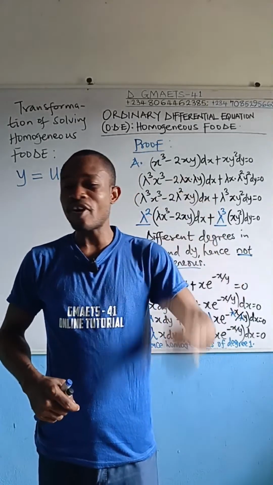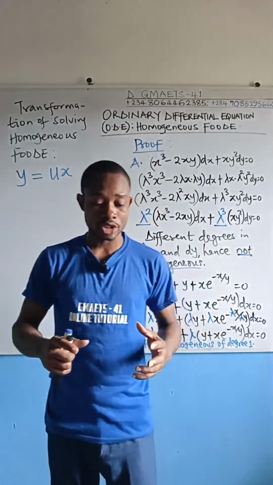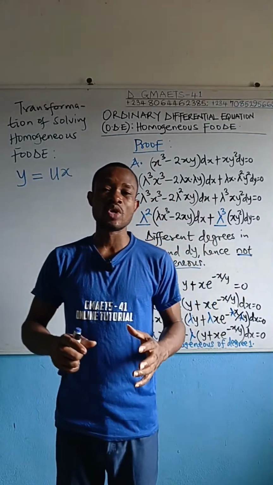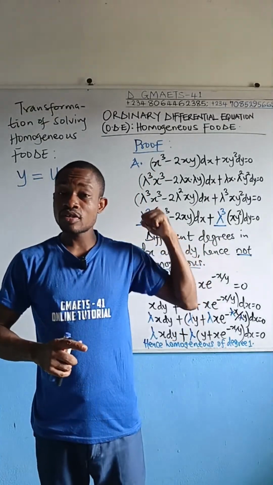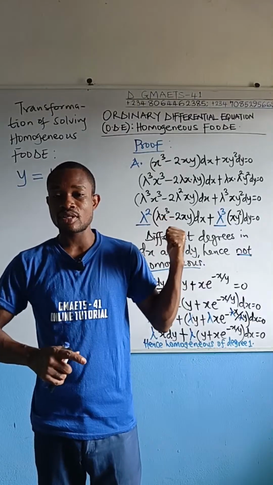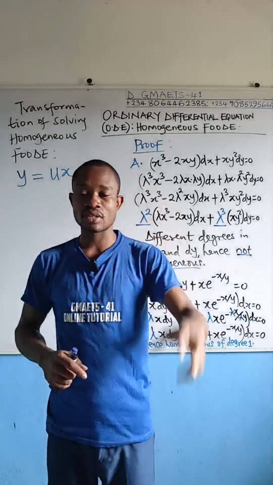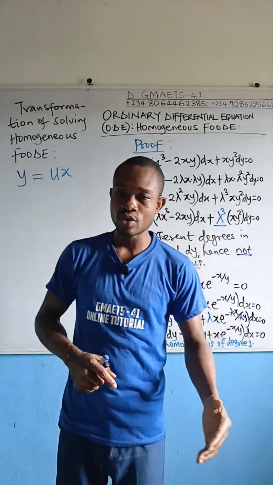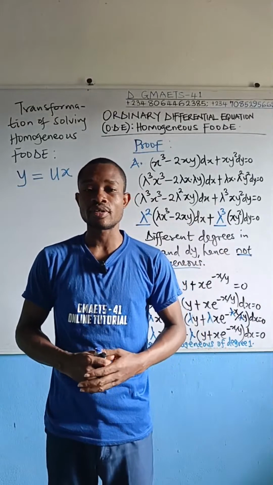One of the fastest methods of reducing a homogeneous first order ordinary differential equation to a separable variable equation before you can actually do your integration. Because this type of ODE, this type 3, you have to first reduce it, change it to a separable variable equation. That is, you change the homogeneous to separable variable before you can integrate.